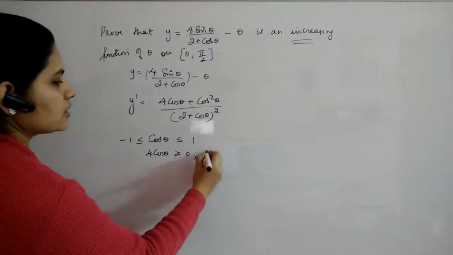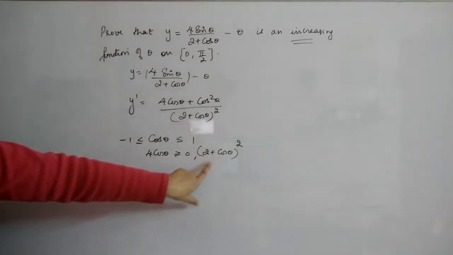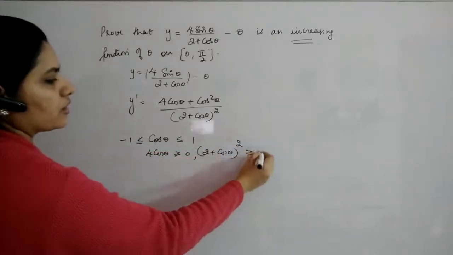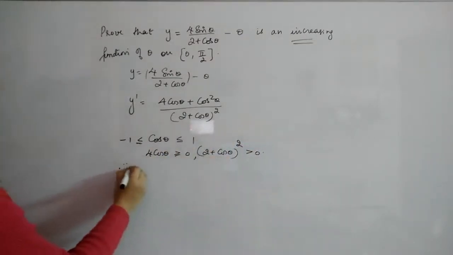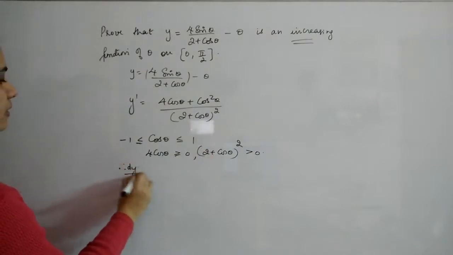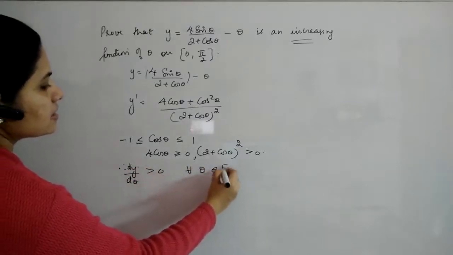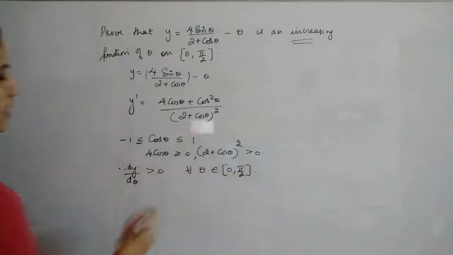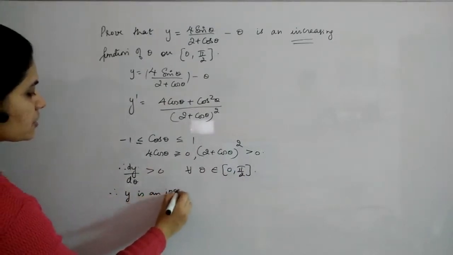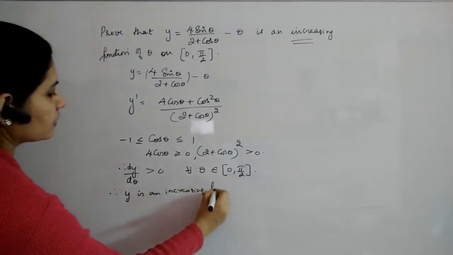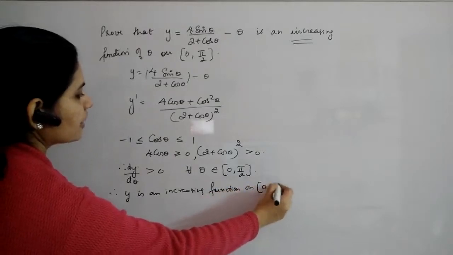Again theta is positive, and 2 plus cos theta the whole square, whatever value you substitute, the square gives a positive quantity only. So it is positive. Therefore y dash, or dy by d theta, is greater than 0 for all theta in the interval 0 to pi by 2. Therefore the function is an increasing function on the given interval 0 to pi by 2.